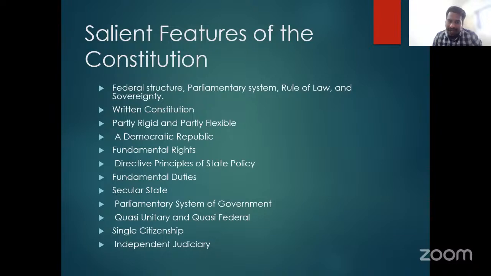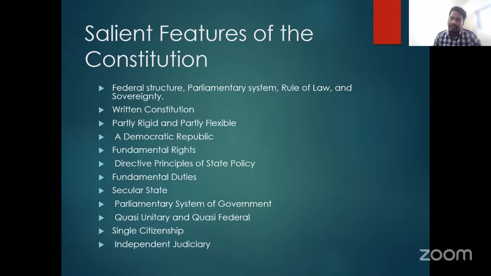Next, coming to the parliamentary system of government. India follows the parliamentary system of government that is found in Britain, but America follows the presidential form of government. That means there is no relation between the executive and legislature. Here, the executive is responsible to the legislature, that is Lok Sabha. It can be termed the parliamentary system of government. Here we have two houses. We all know the upper house means Rajya Sabha, and the lower house means Lok Sabha, that means the house of the people.